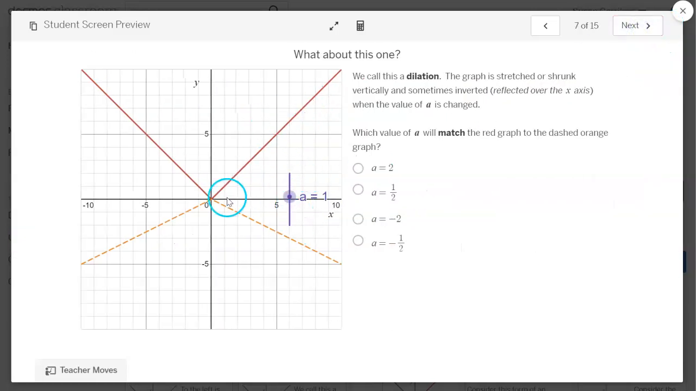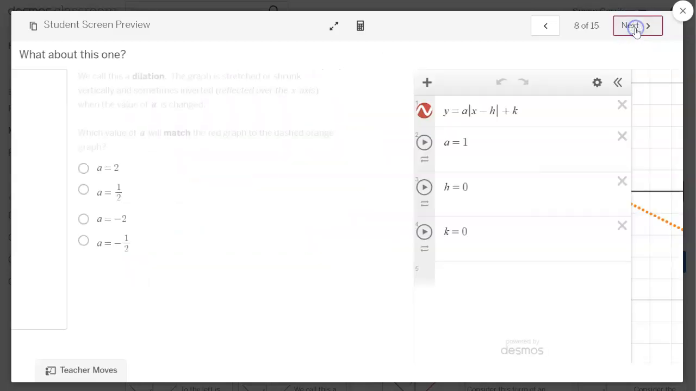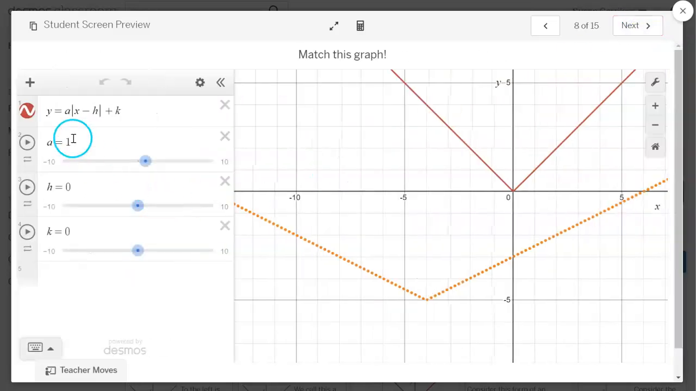This one is having them match a particular graph and choose the value of A. I won't do it for you, but it's pretty clear. I did put answers in the teacher notes, so be sure to check those. This one, they're evaluating, or choosing values for A, H, and K that will translate their graph.